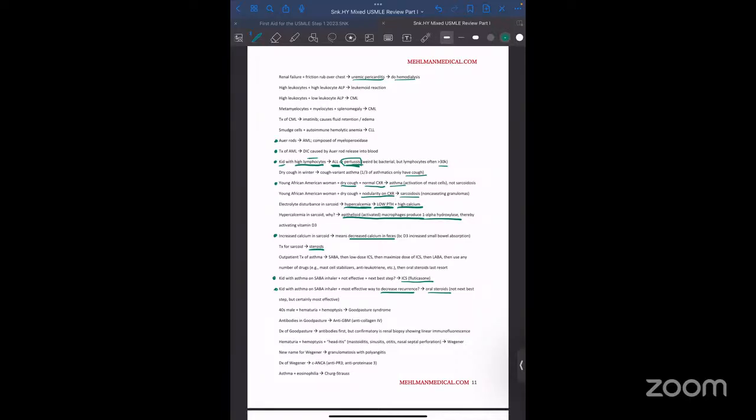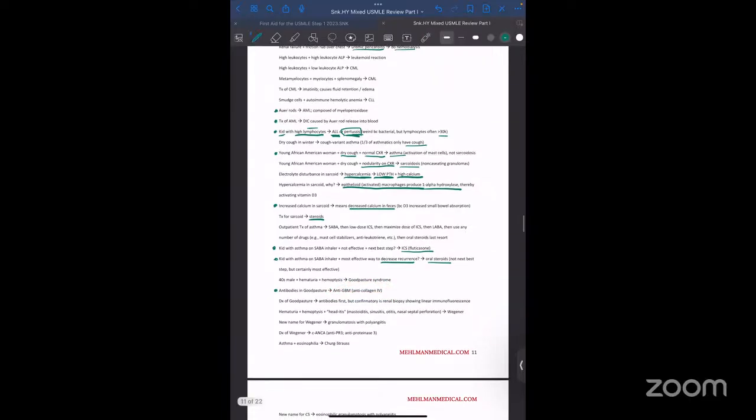Then 40s male with hematuria plus hemoptysis is Goodpasture syndrome. If it's the kidney plus the lung, then it's Goodpasture's. Antibodies in Goodpasture are anti-GBM, which are anti-collagen 4 antibodies. Diagnosis of Goodpasture is antibodies first, but confirmatory is renal biopsy. What does it show? Linear immunofluorescence.